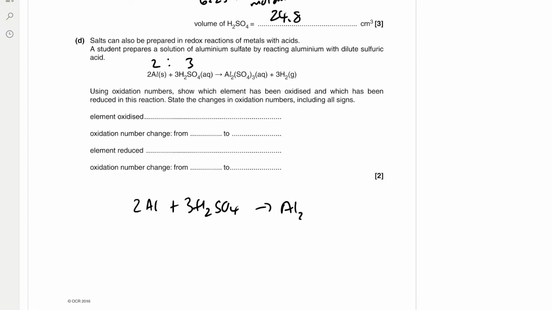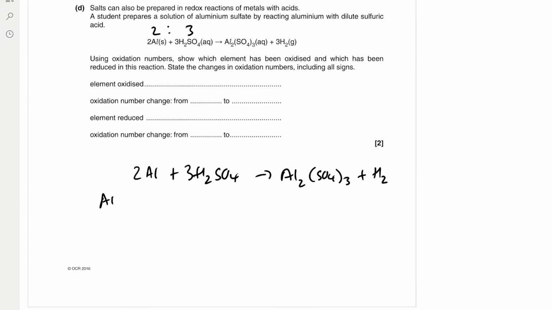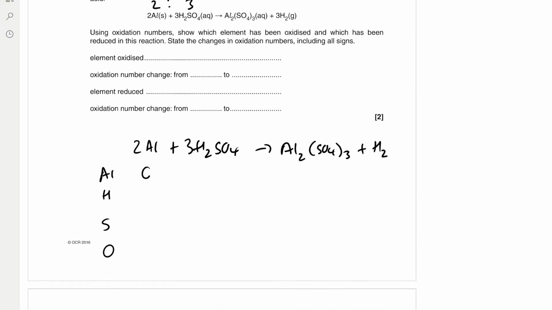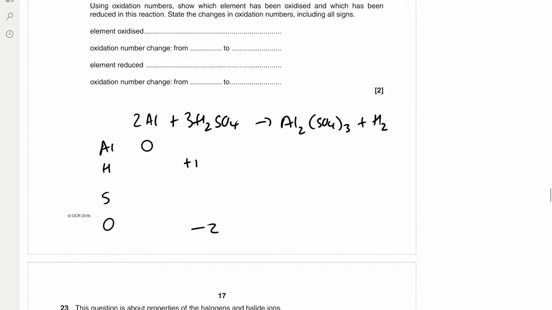So let's go ahead and write out the equation, and then we can write our oxidation numbers below and work it out. So Al, H, S and O. So Al is going to be 0 because it's just an element on its own. Then -2 for oxygen, because it's always -2 unless it's in a compound with fluorine. And then +1 for hydrogen, because it's usually +1.